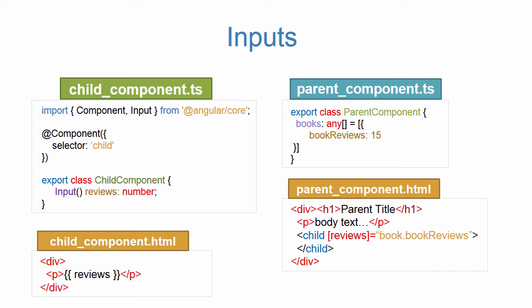And this means that inside of our child HTML file, we can now reference the reviews property, which is going to be populated with the parent value. So if we're using interpolation here, we would see the number 15 displayed in our child template. So let's now practice using inputs inside of our application.